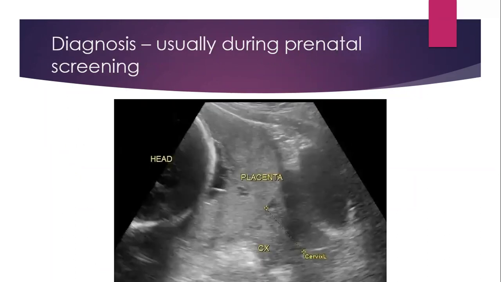So this is what a placenta previa would look like on a sonar. So what you can see here is you will see the fetal head with the placenta in the way of the cervix. So in this case, this will be a complete placenta previa.